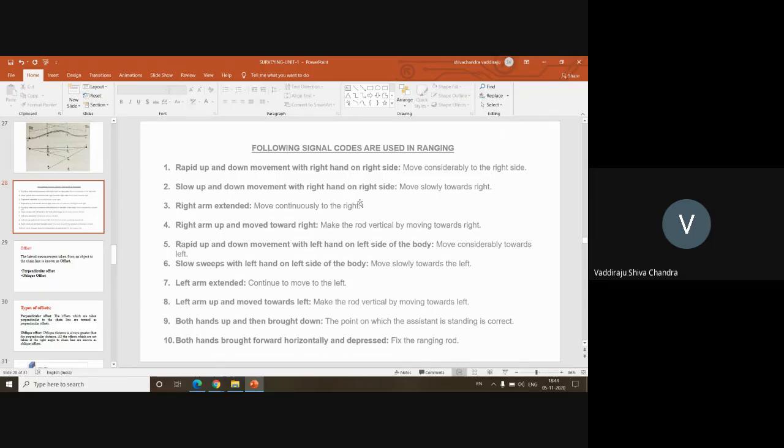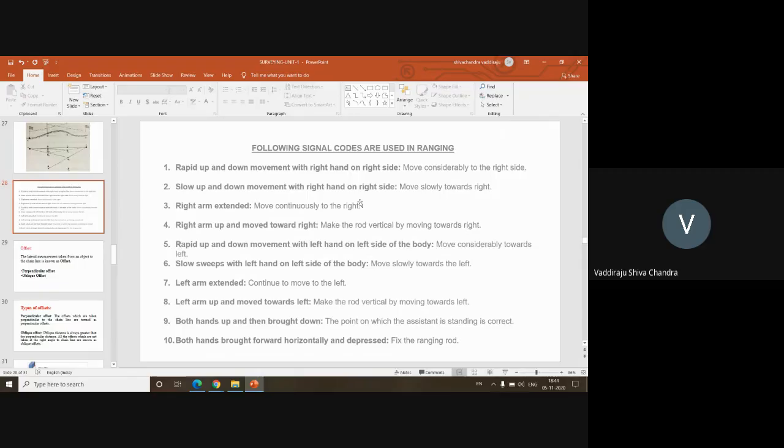Rapid up and down movement with the left hand on the left side of the body means move considerably towards the left. The first 4 signals are repeated in the 5, 6, 7, 8. The only difference is that they are towards the left-hand side and the first 4 are towards the right-hand side. And when both hands are raised up and then brought down, you're giving an indication to the assistant that the position where he is holding the ranging rod is the correct position.